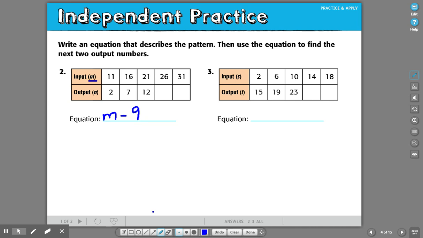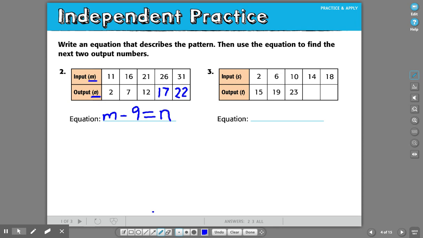Let's check the next one, make sure it works. 16, 15, 14, 13, 12, 11, 10, 9, 8, 7. Perfect. 21, 20, 19, 18, 17, 16, 15, 14, 13, 12. Exactly. So we know that's our rule. And what are we going to get out? We put M in. We do our rule of minus 9. What letter do we get back out? We get an N. And we need to fill in the last two numbers on the chart. They are 17 and 22.